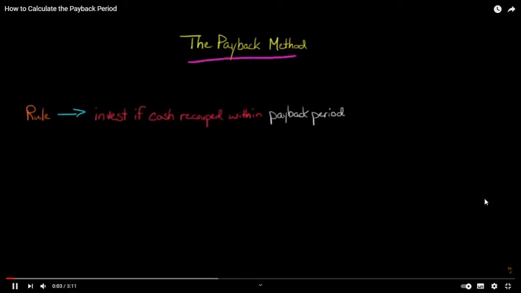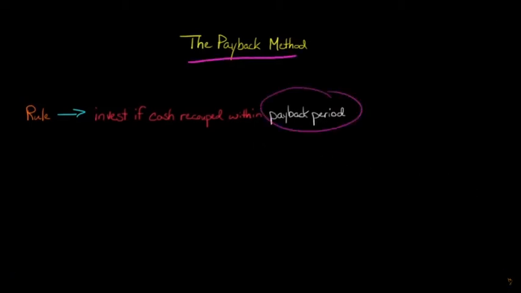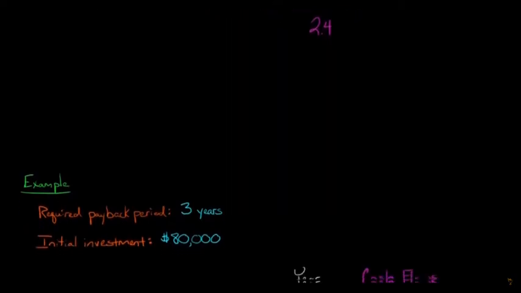The payback method when the payback period is not an integer. For example, let's say it's 2.4 years or 2.7 years, something like that. So let's jump into an example.